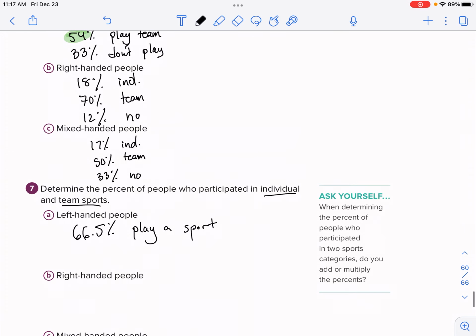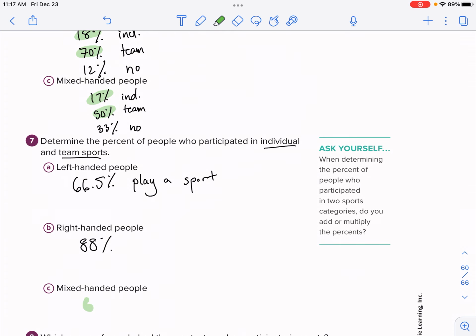For right-handed people, right, you're going to take 18 plus 70, and that is 88%. And then for mixed, that is 17 plus 50, so that is 67%.